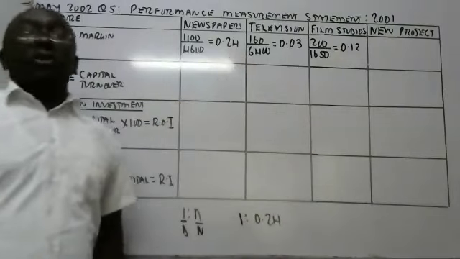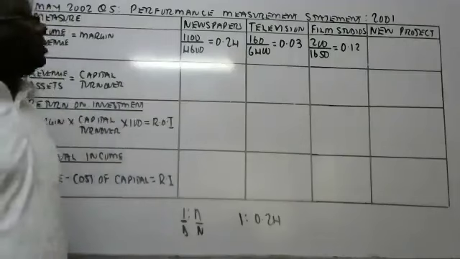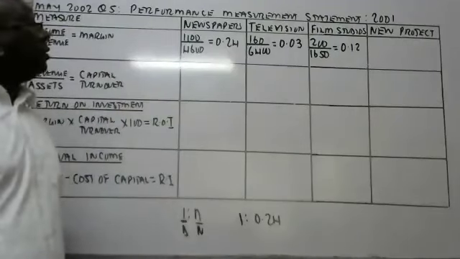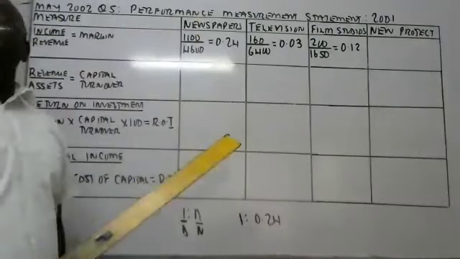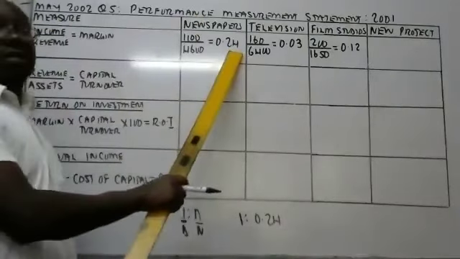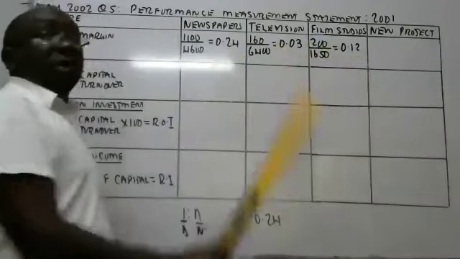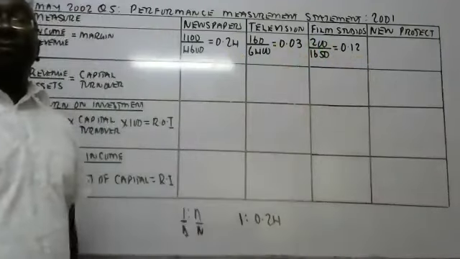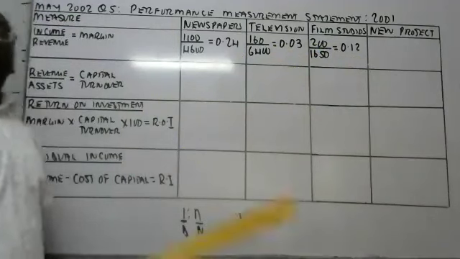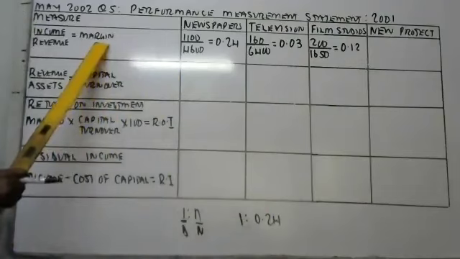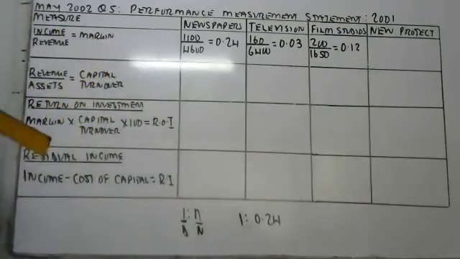So if you are told now to rank those 3 departments, which one is better? Newspapers is better because for every 1 shilling, it gives us 0.24. Then it is followed by this one, and then this one. This one is doing so poorly. This is the same margin that we were using when we were in price. The profit margin, profit out of price.